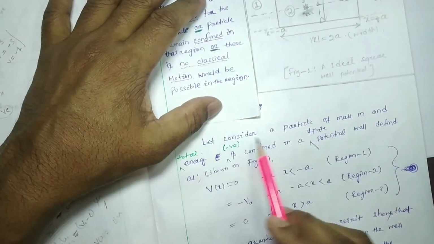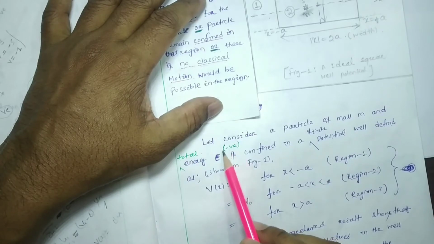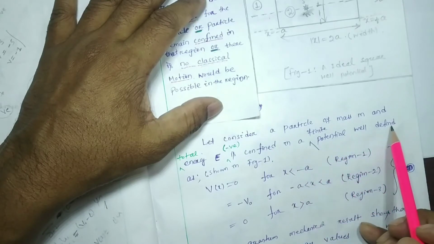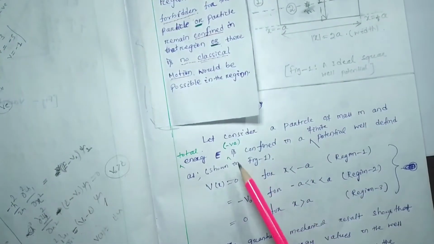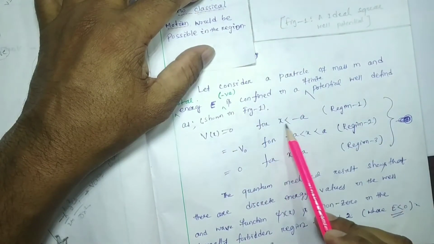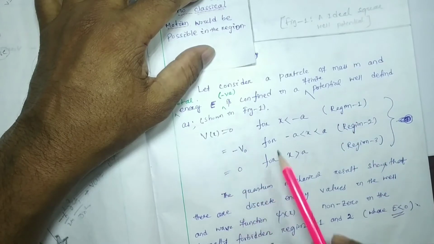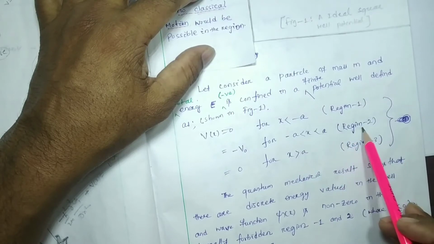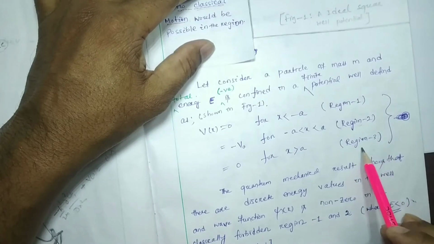Let us consider a particle of mass m and total energy E, that is negative, confined in a finite potential well defined as shown in the figure. The potential V(x) equals 0 for x less than minus a, which is region 1, equals minus V0 for minus a to plus a, which is region 2, and equals 0 for x greater than a, which is region 3.